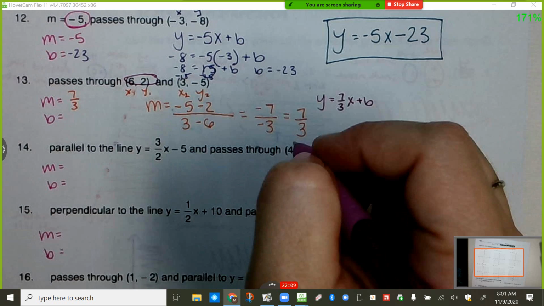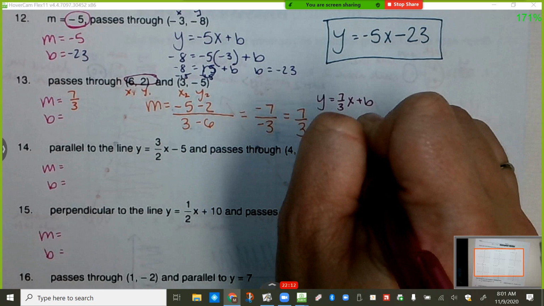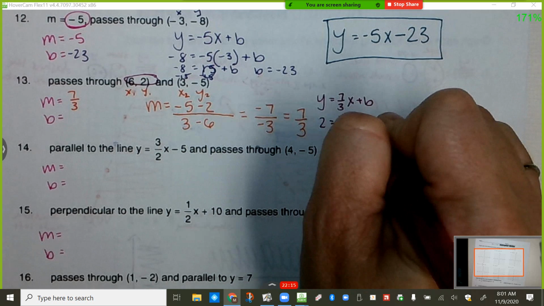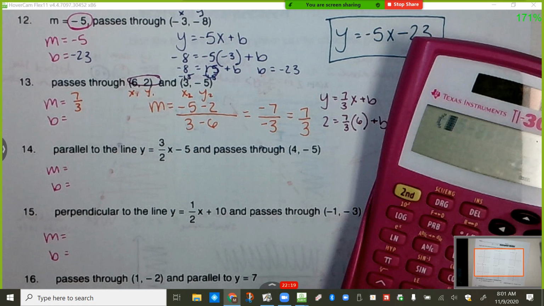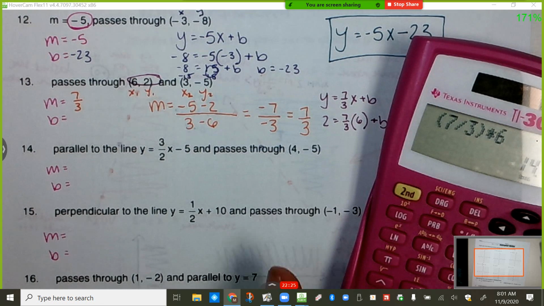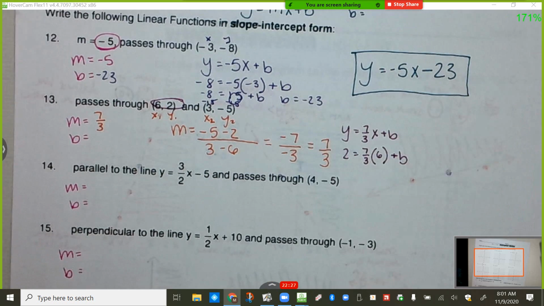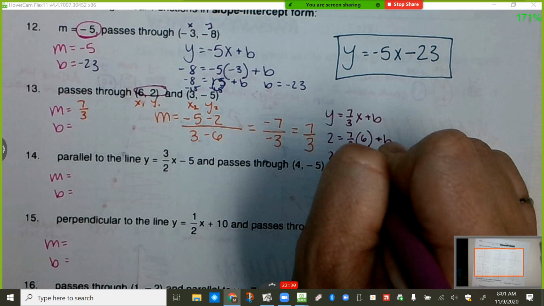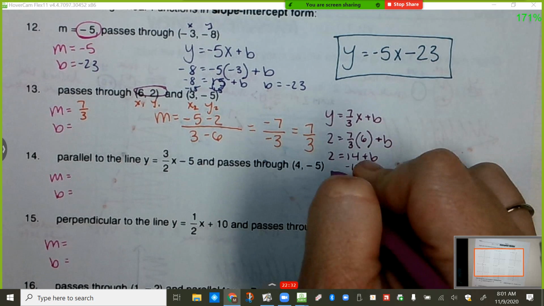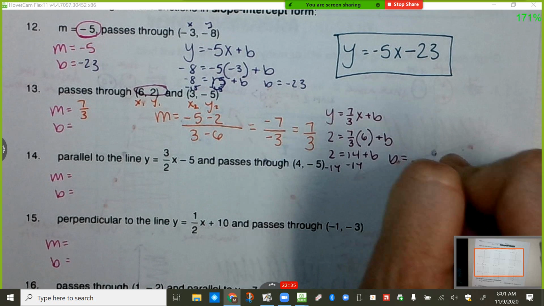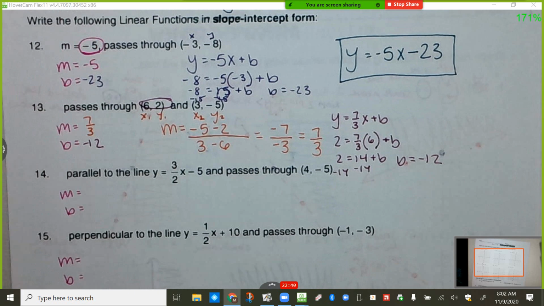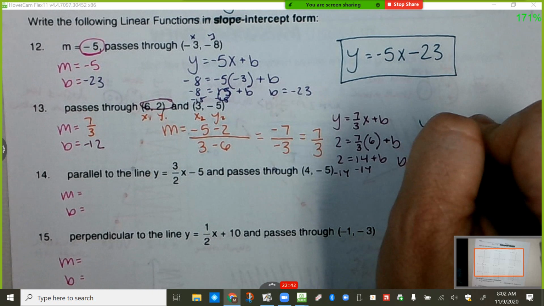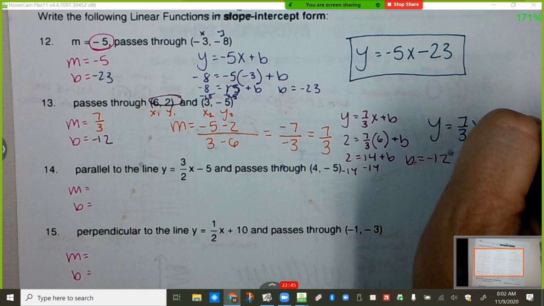Okay, so knowing that, 2 equals 7 over 3 times 6 plus b. Use your calculator, y'all. 7 divided by 3 times 6 is 14. Okay, so this is 2 equals 14 plus b. Subtract 14 from both sides, and what does b equal? Negative 12. So my final equation is y equals 7 over 3x minus 12.